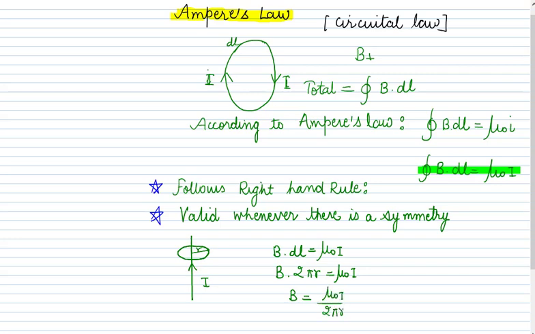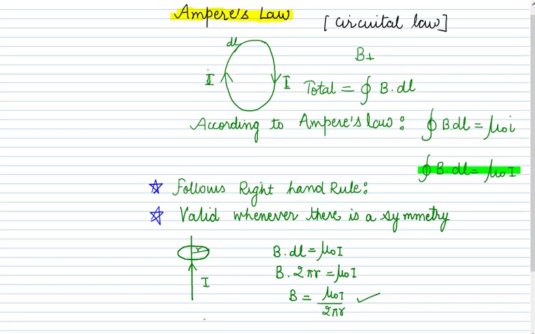Since this wire has a circular symmetry, we have simply applied Ampere's law and we get the answer that B is equal to mu naught I upon 2 pi r for a current carrying wire. This wire has a cylindrical symmetry, so you can easily draw a circular loop.